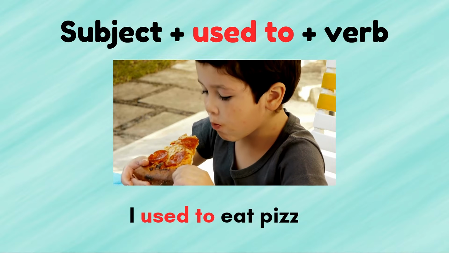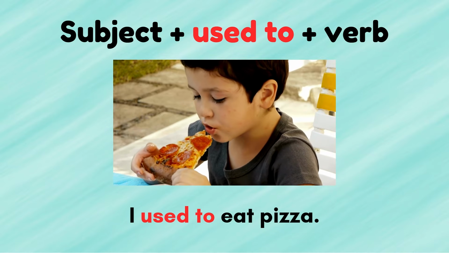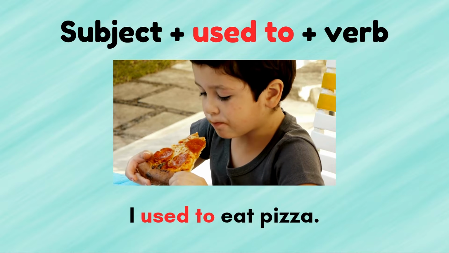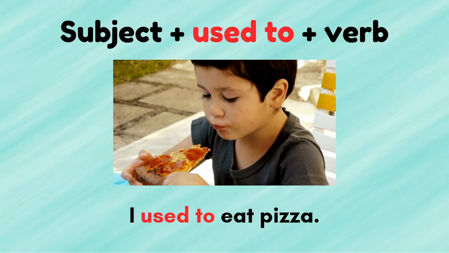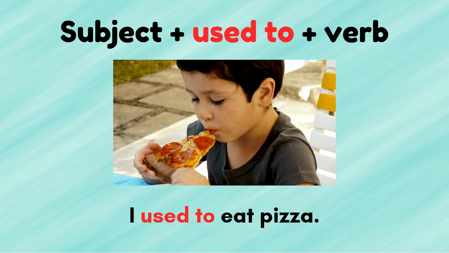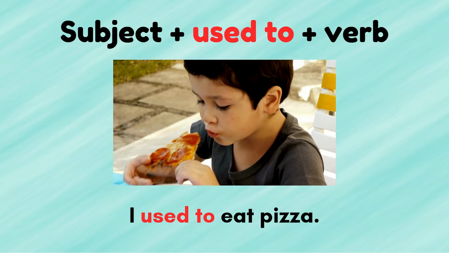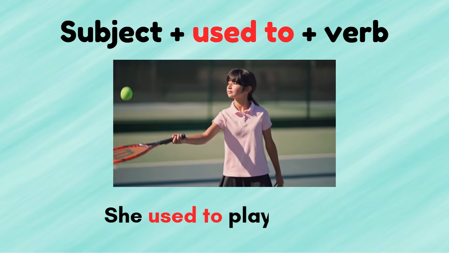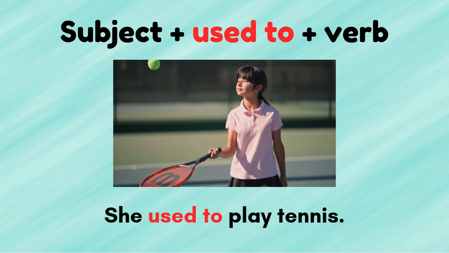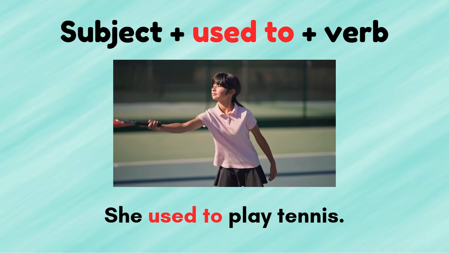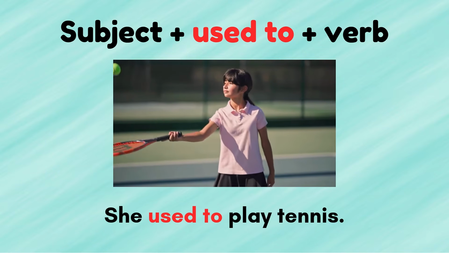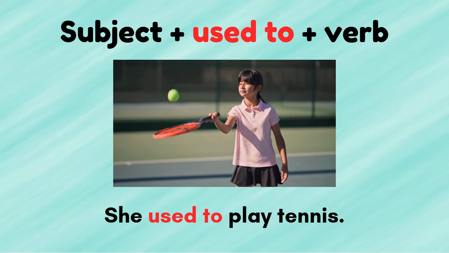To make a sentence with used to, we follow this simple rule. First, we put a subject, then used to, and then a verb. For example, I used to eat pizza. Next example, I used to play tennis. Here, I is the subject, used to is the phrase, and play tennis is the action.